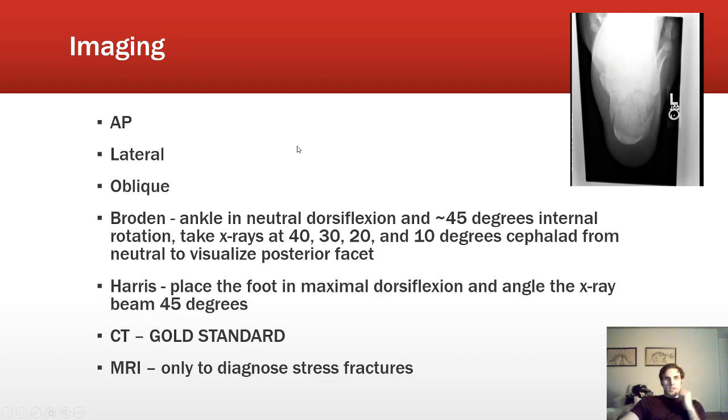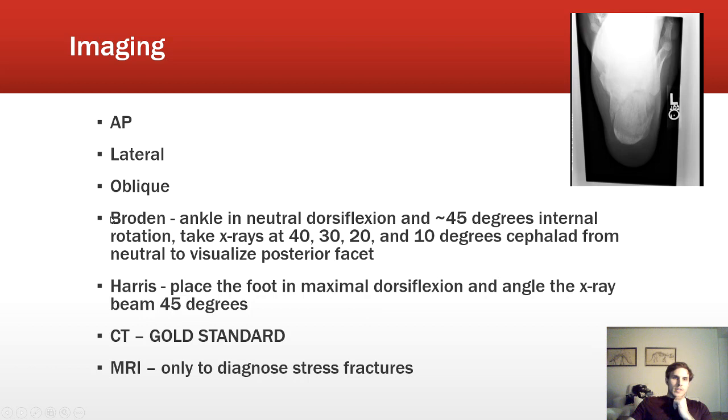So some imaging modalities that you can use to better characterize calcaneus fractures are AP, lateral, and oblique x-rays. These are standard x-rays you'll get for almost any type of fracture, so we won't go into that any further. Additionally, special x-rays you might want to take are your Broden view, which you take with the ankle in neutral dorsiflexion and 45 degrees internal rotation. And then you take sequential x-rays at 40, 30, 20, and 10 degrees cephalad from neutral to visualize the posterior facet. Again, you are concerned about your posterior facet because this is your main weight-bearing surface of the subtalar joint.